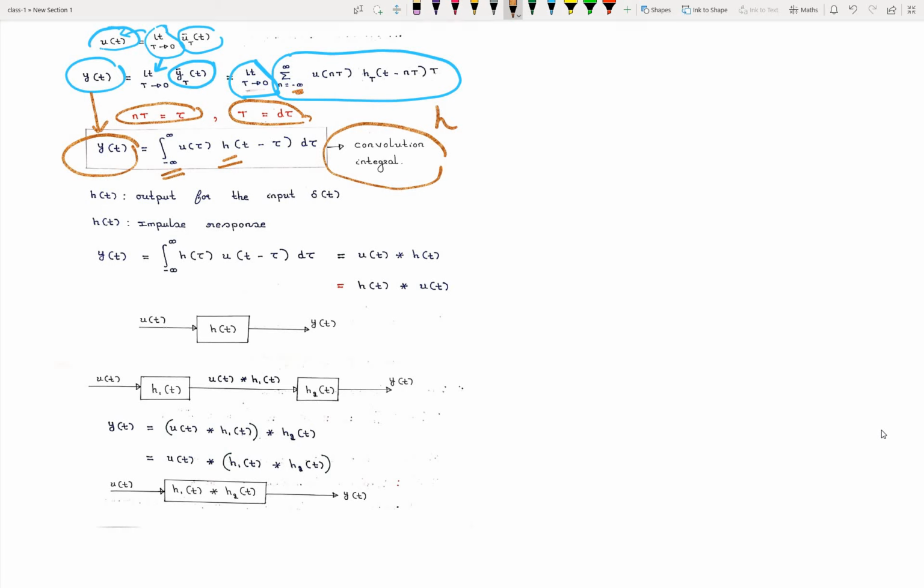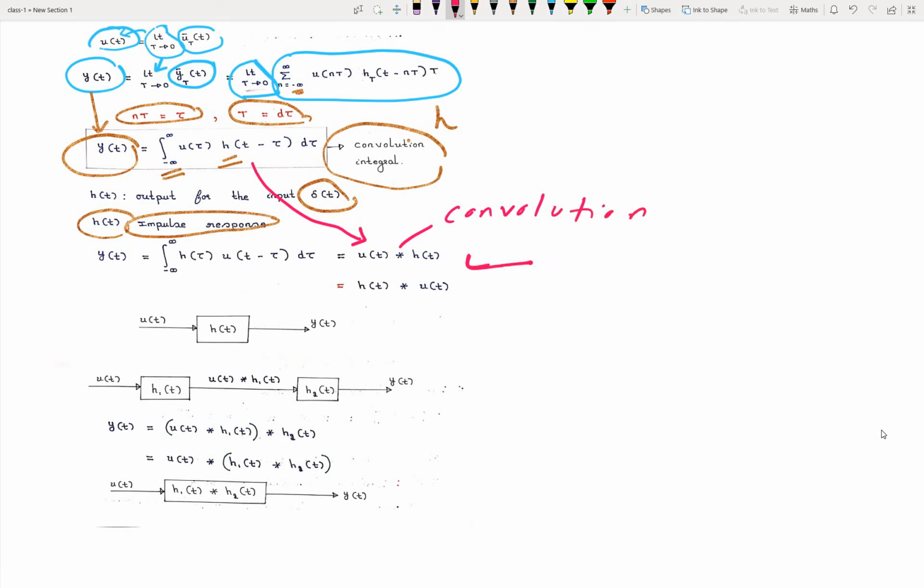While deriving this convolution integral, we took delta of t, and the response to delta of t, h of t, is known as the impulse response. Also, this convolution is represented in this way: u of t, this is not multiplication, this is known as convolution. So u of t convolution h of t. If we represent the system in terms of h of t, then y of t equals u of t convolution h of t.